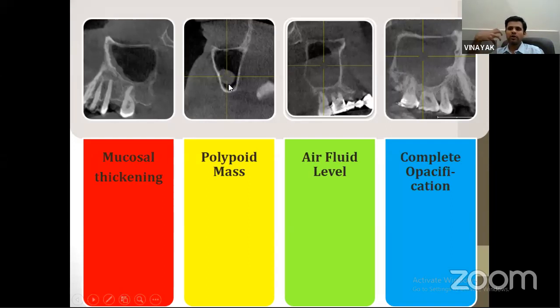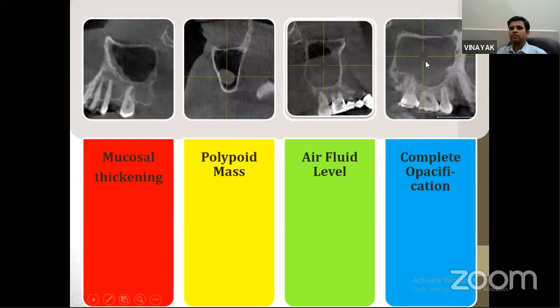So it is a polypoid mass which is filled with mucus. There could be an air fluid level. In case of sinusitis, there could be pus formation, there would be mucus secretion. So because of that, there is an air fluid level. So this part is the air. This is the mucosa fluid and everything. So this is the air fluid level. It will show air bubbles in between. So there would be radiolucent, round radiolucences in between.